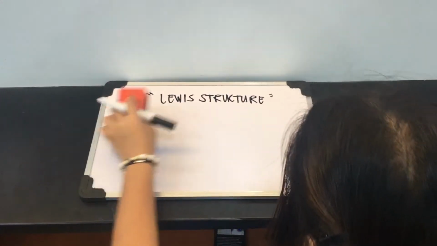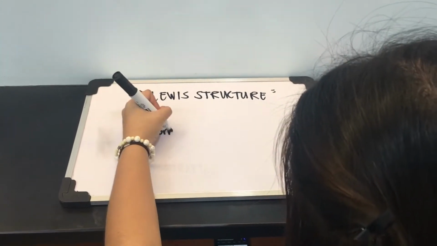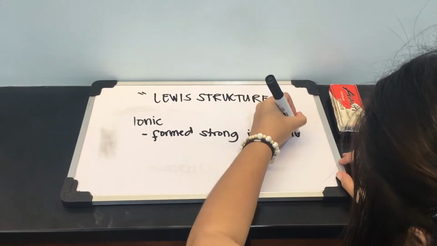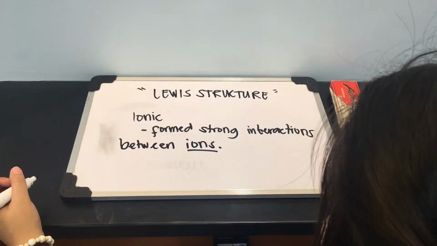The first bond we're going to talk about is the ionic bond. Ionic bonds form strong interactions between ions through the transfer of one or more electrons. This is how it looks like on a Lewis dot structure.